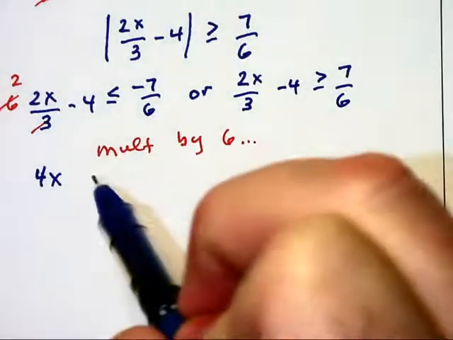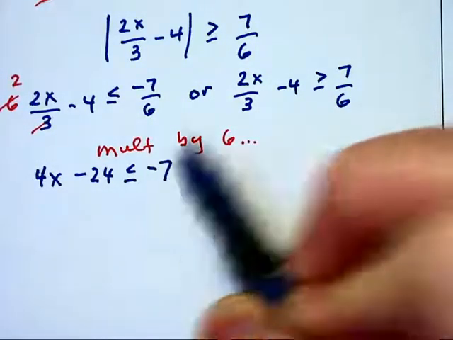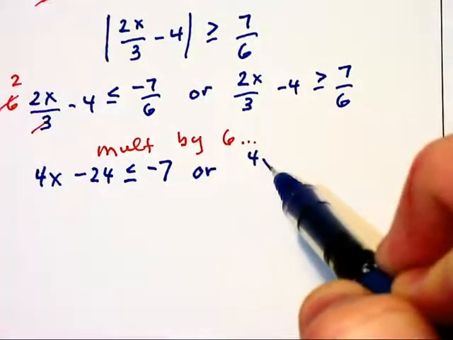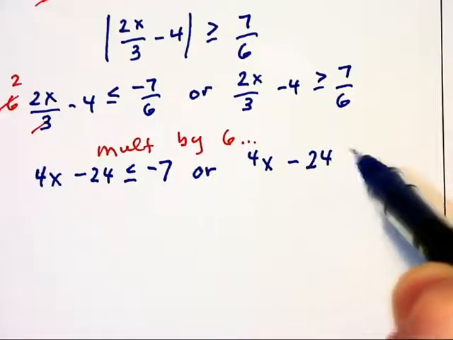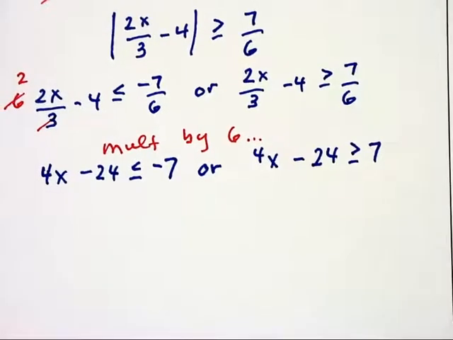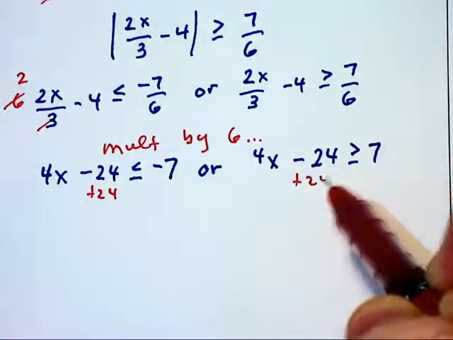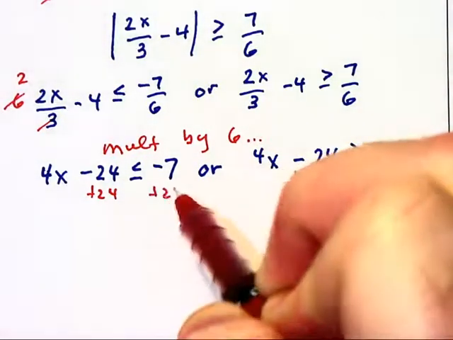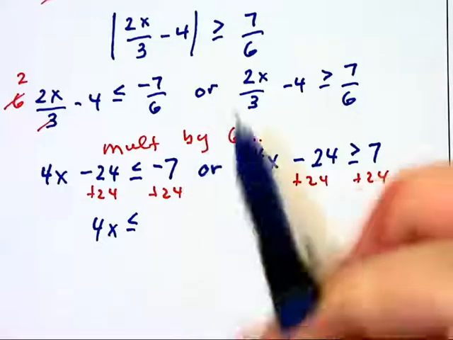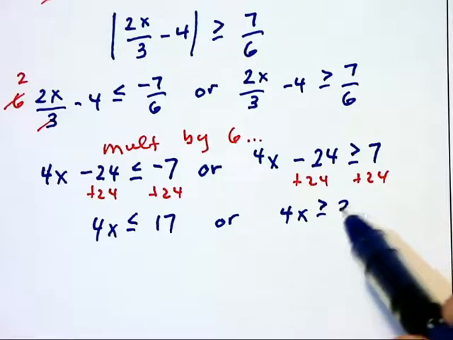6 times this minus 4 gives me minus 24, and that will be less than or equal to negative 7 after those 6's cancel. Or 4x minus 24 is greater than or equal to positive 7. Let's solve each of these separately now. Let's begin by adding 24 to each side of each. That gives us 4x less than or equal to 17, or 4x greater than or equal to 31.